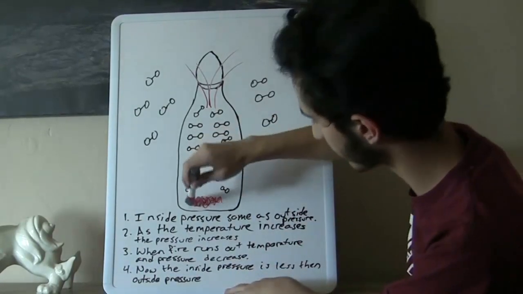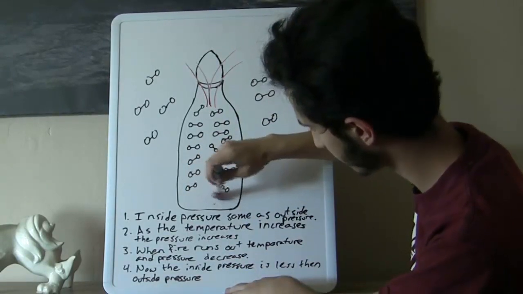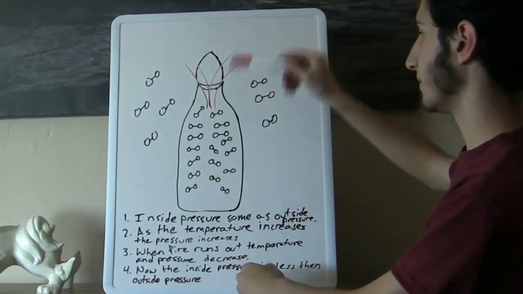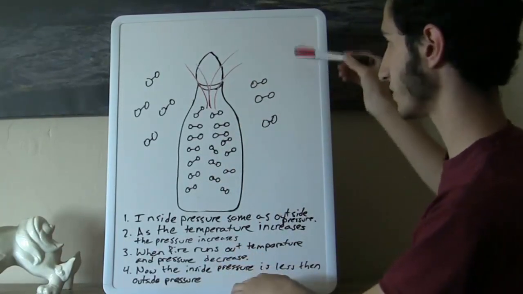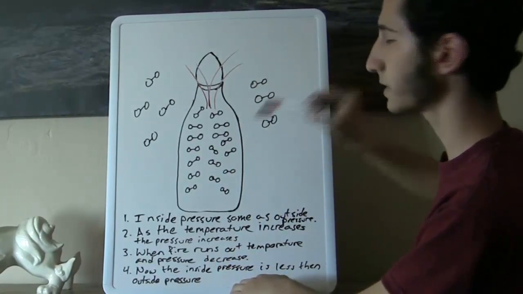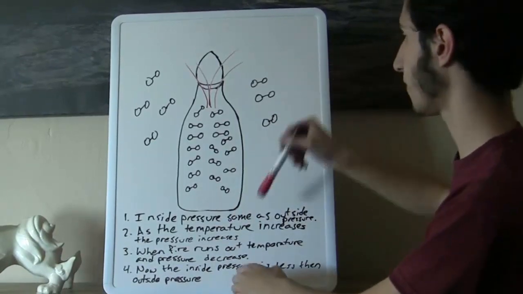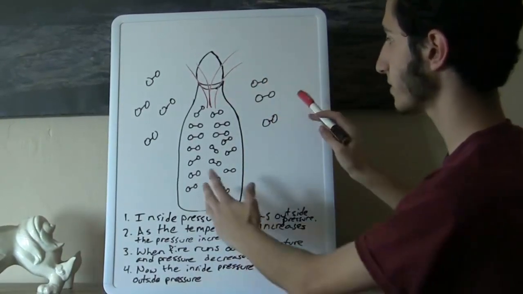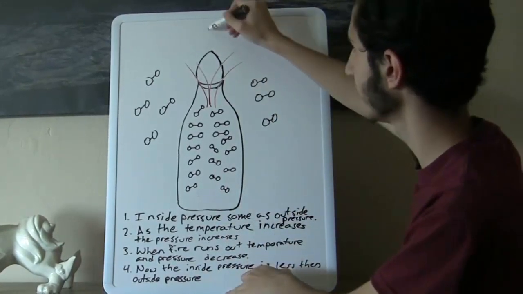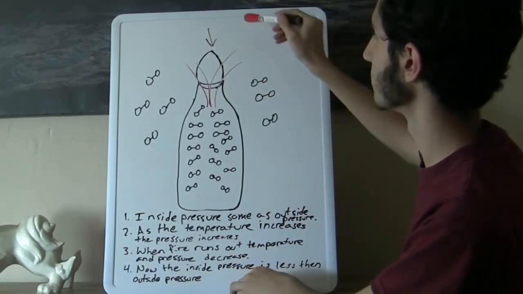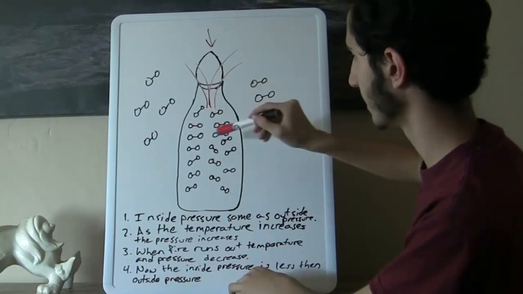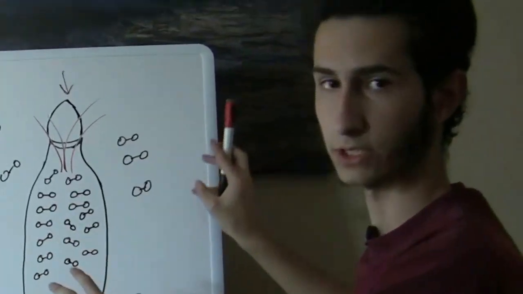But once this fire dies down, it's gone, right? The pressure inside the bottle is going to decrease drastically, as well as the temperature, which means that the outside pressure is much higher than the inside. And the only way for our two pressures to stabilize is if this egg gets pushed all the way into the bottle, allowing oxygen to flow in, causing equal pressure.